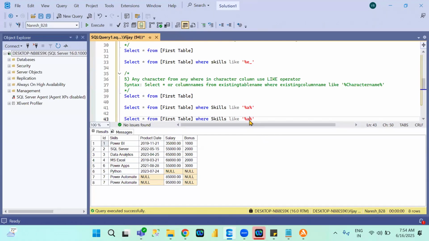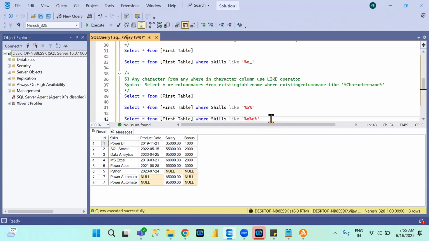See here. Suppose O as well as E, both characters in the names. I want to display all the skills that have them. O, okay. After that, E related. Like this, when you want to find more than one character, see here, like this. In between the percentage signs, you have to put the characters. And whatever values are related to O and E, those will be displayed.